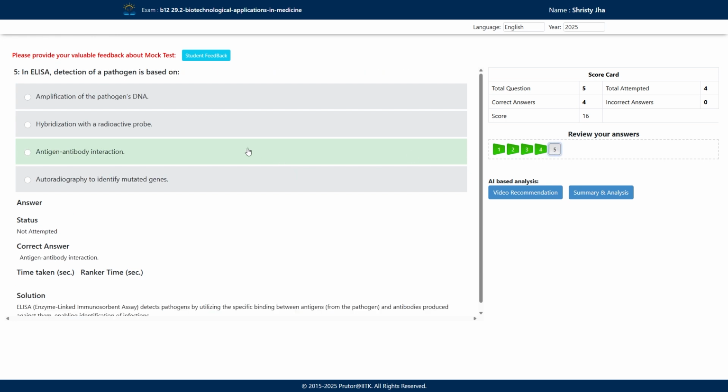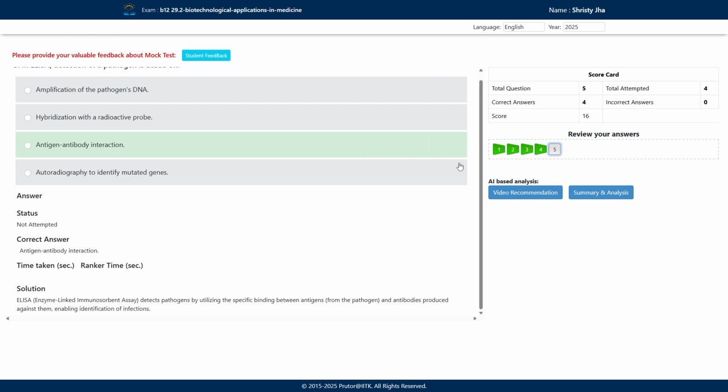Let's see the options. We were talking about this enzyme linked immunosorbent assay. It is based on antigen antibody interaction. We know that the pathogen has an antigen, and because of that antigen, our body has the ability to produce antibodies against it. So this binding, this interaction of antigen and antibody, can be used to detect the pathogen, and this is what ELISA is based on. So this is the last question.